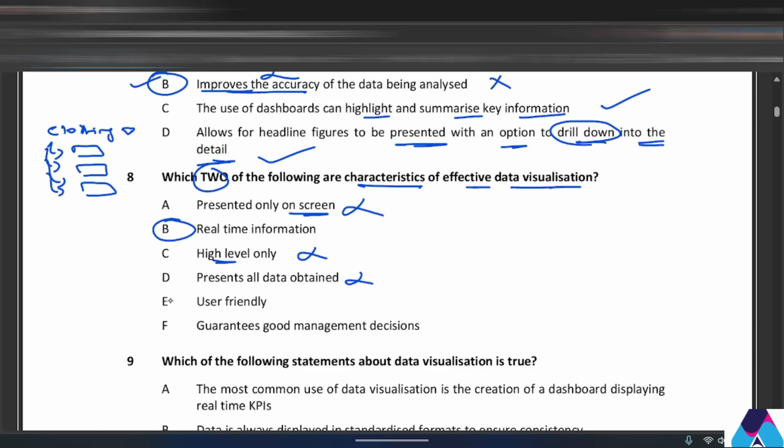Okay, part number E says user friendly. So yes, an effective data visualization is the one which is user friendly. So it is one of the characteristics, right? So part B and E is the answer.